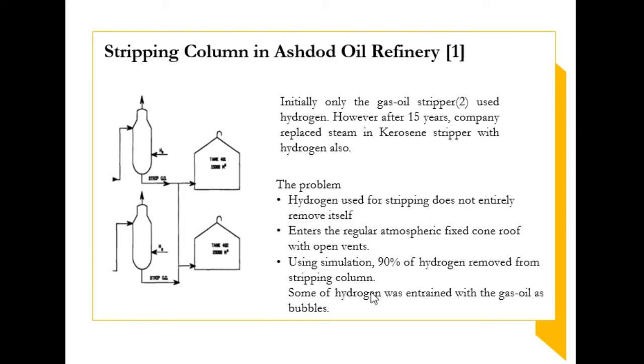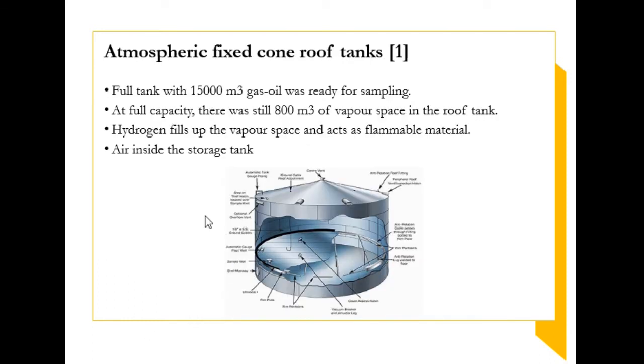However, there was also some hydrogen entrained with the gas oil as bubbles. One day, when the tanks were at maximum capacity at 15,000 cubic meters of gas oil, there was still 800 cubic meters of vapor space in the roof tanks. Hydrogen fills up this roof vapor space and is present in the tank as a flammable material. There is also air inside the storage tank because of the vents.